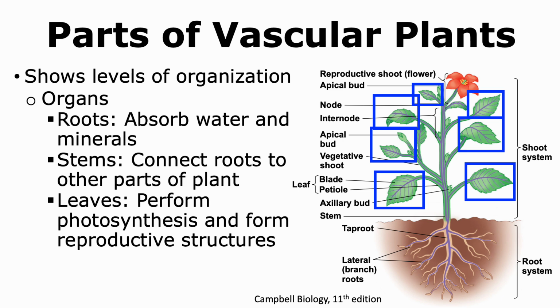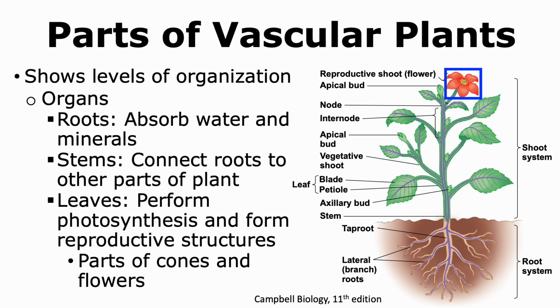The leaves perform photosynthesis, which allows the plant to make organic compounds from inorganic carbon dioxide. They can also form reproductive structures. Many different parts of cones and flowers are actually modified leaves that help in reproduction.